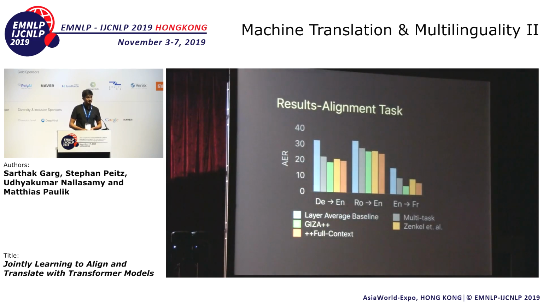And here are the results after we incorporate full context alignment training. That is shown by the orange bar, and it improves upon the gray bar, which is just the multitask training, by quite a lot. Now we are able to outperform the prior methods by Zenkel et al., and come very close to GIZA++. In fact, on Romanian-English, this method beats GIZA++, but comes very close on German-English and English-French.